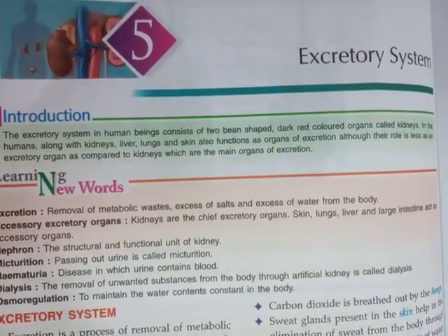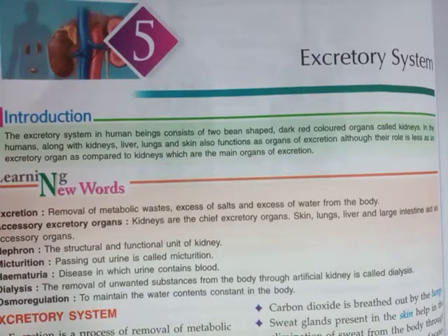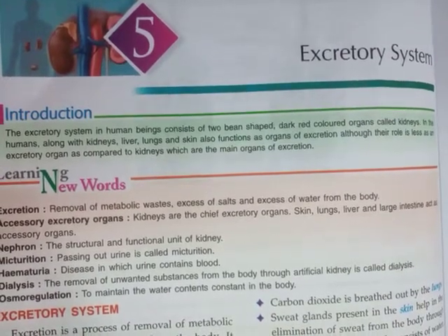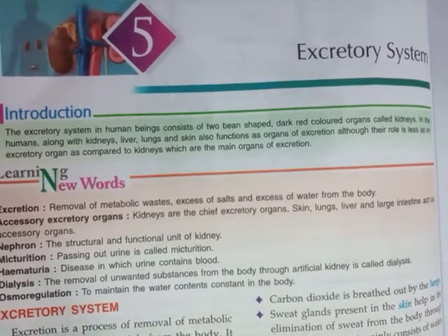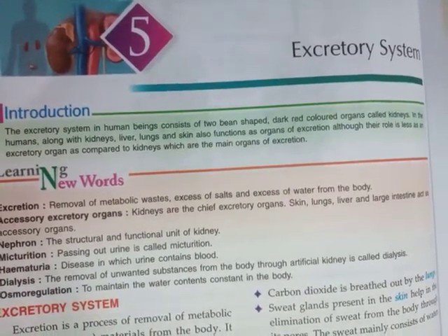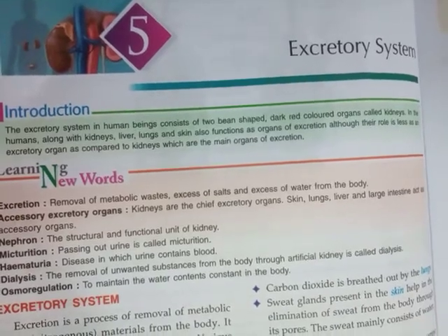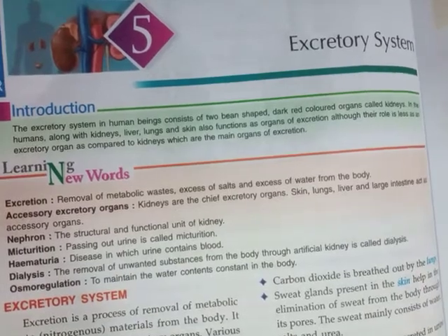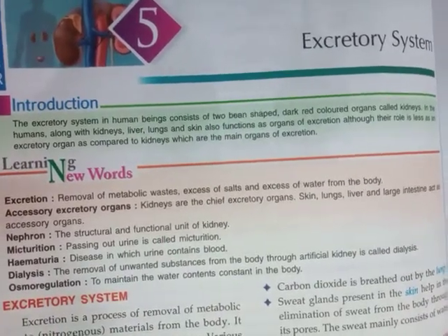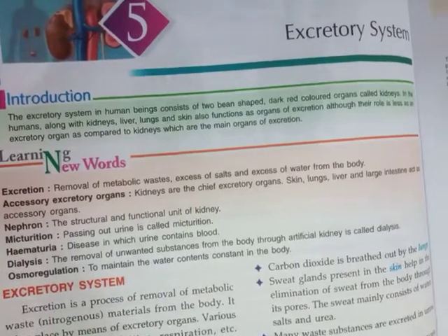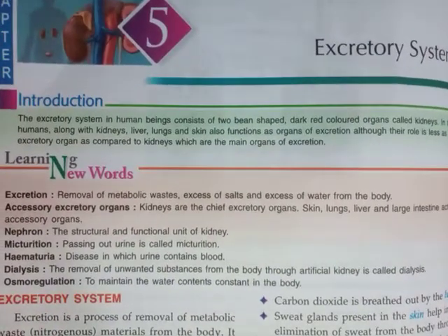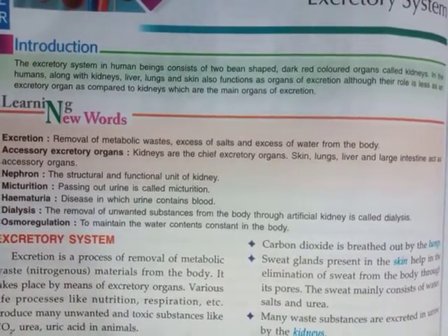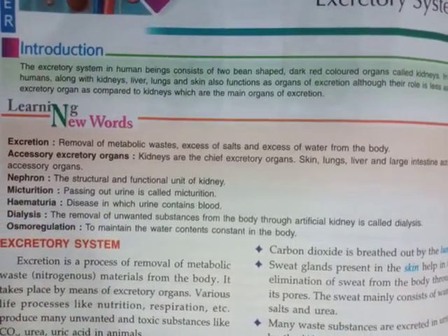Nephron is a cellular structure, and each kidney is made up of millions of nephrons. And why is it called structural and functional unit? It's very simple, because the structure of kidney means it is made up of nephrons. That is why it is called the structural unit of kidney. And why is it called functional? Because all the main functions of excretion are done by these nephrons. That is why it is called the functional unit of kidney.